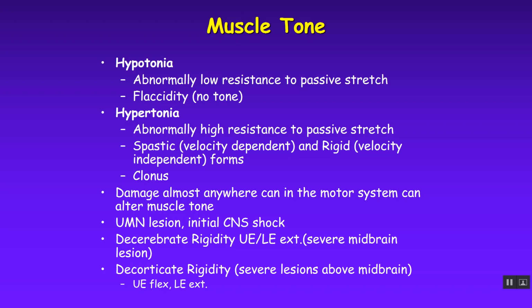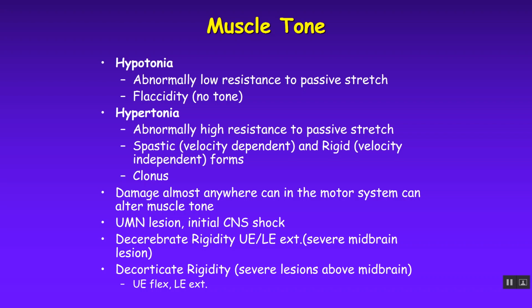Sometimes right after a spinal cord injury and right after a big stroke, your patients can initially start out with flaccidity because the nervous system is in a state that we call neuronal shock. But then over a course of a few days to a few weeks, they start to develop hypertonia, or too much tone.